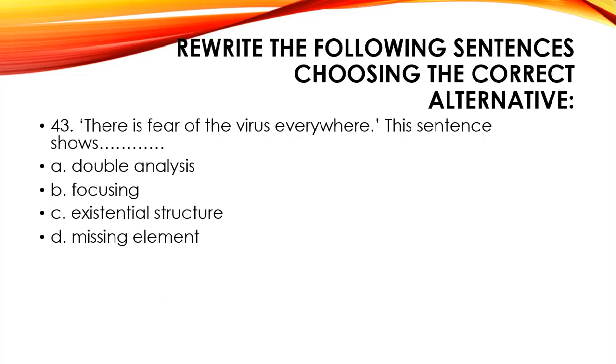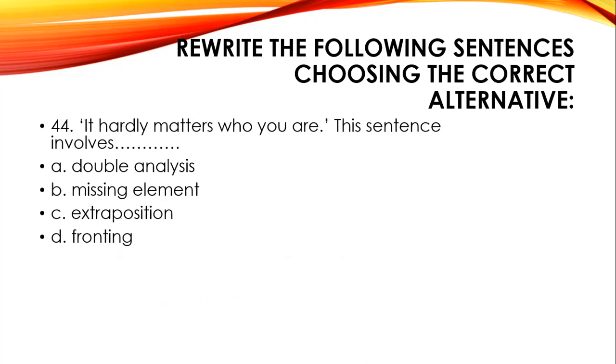There is fear of the virus everywhere. This sentence shows option A, double analysis, option B, focusing, option C, existential structure, option D, missing element. And the correct answer is option C, existential structure. So there is fear of virus everywhere is an existential sentence. Existential sentences begin with there.